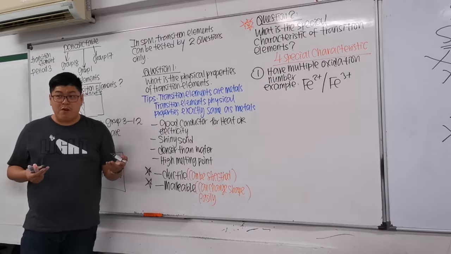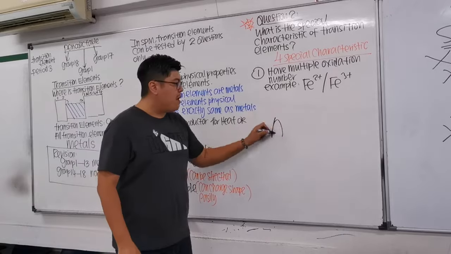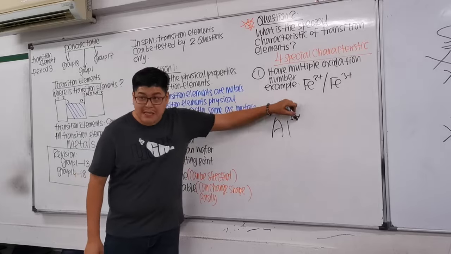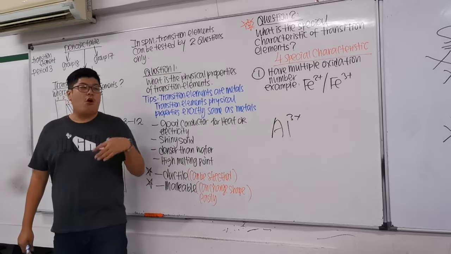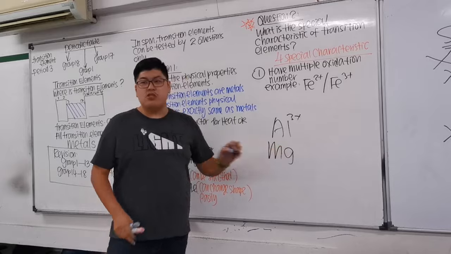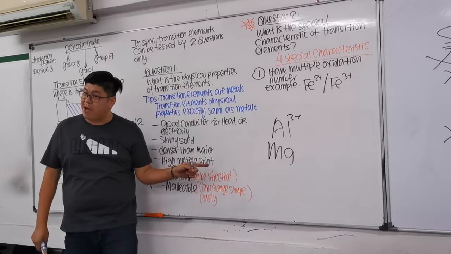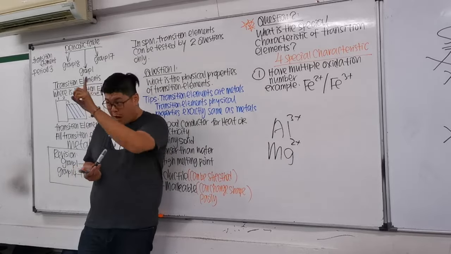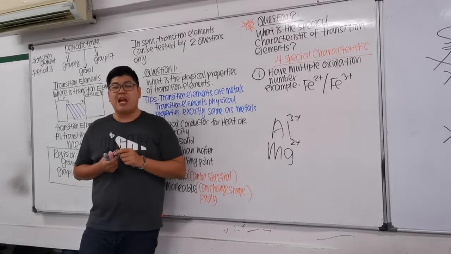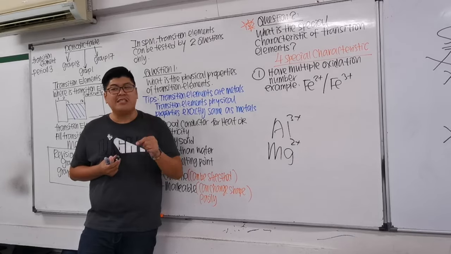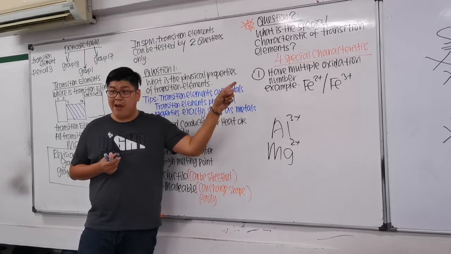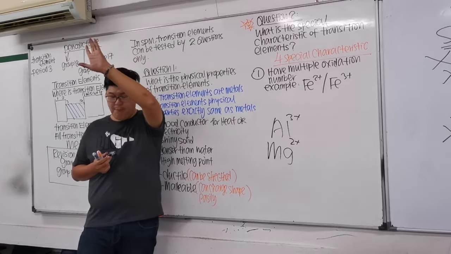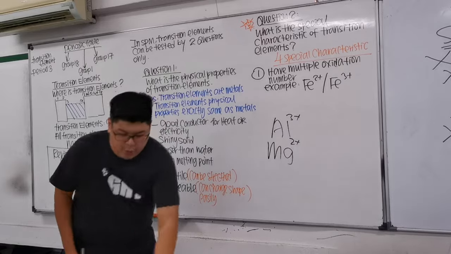Trust me, other elements don't have this privilege. Example, guys, aluminium. Aluminium is not a transition element. What is its charge forever? 3+. Aluminium cannot have another charge. Let's say magnesium. Magnesium is not a transition element. The charge is forever 2+. See that? If you are not a transition element, you only have one charge. But if you are a transition element, you have more than one charge. Clear? That's what makes you special. That's what we call special characteristics. Understand, everyone? Good. Okay, next one.